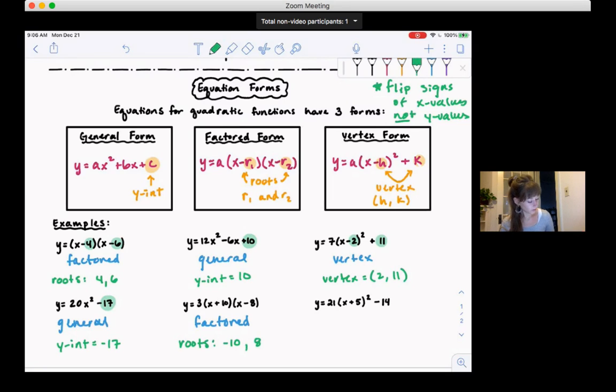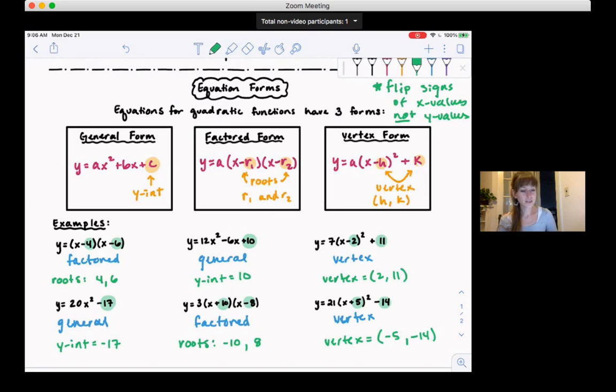All right, last one. We have 21 times x plus 5 squared minus 14. That's telling us that it's in vertex form. And so we find the coordinates of our vertex. So the 5 and the negative 14 there. And remember, flip the x coordinate. So x plus 5, our x value will be minus 5. But we don't flip the y coordinate. So minus 14 stays minus 14. Coordinates of the vertex are minus 5, minus 14.